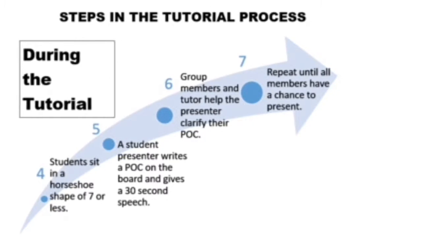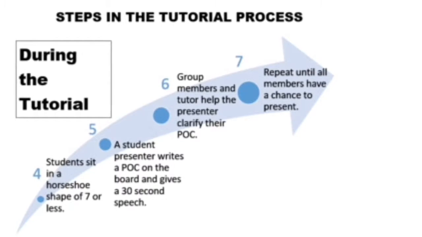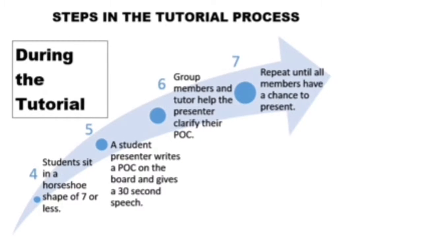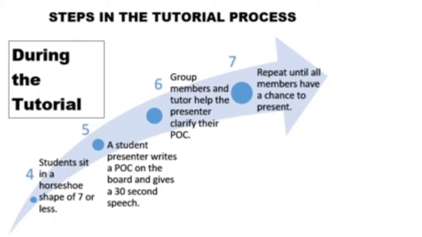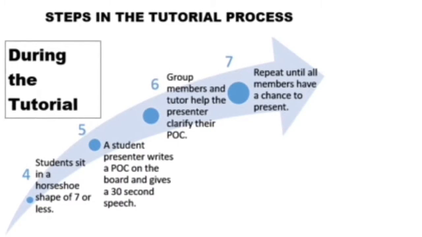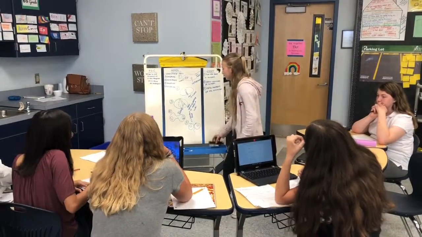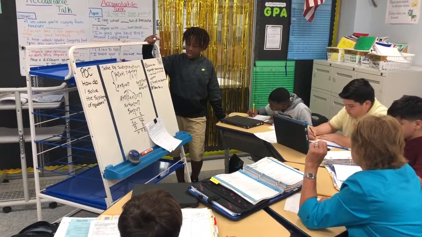The 6th step is to have the tutor and outside students look over and check the steps and process to help with the presenter's POC. Steps 5 and 6 are then repeated for other students to present if they are confused for their POC.